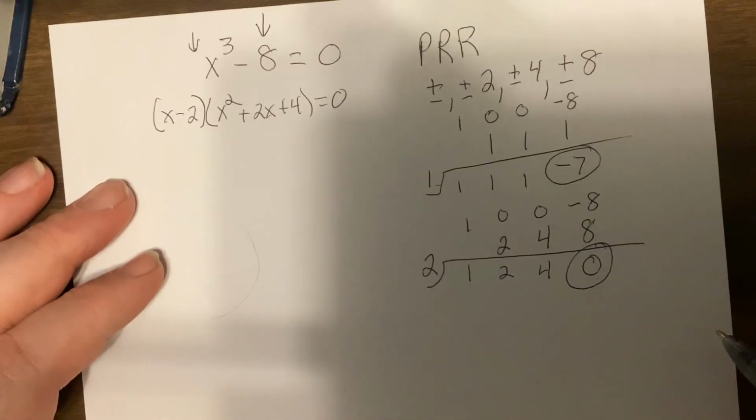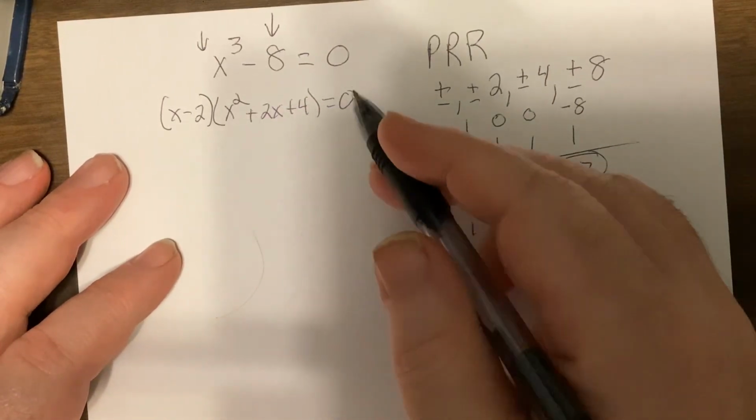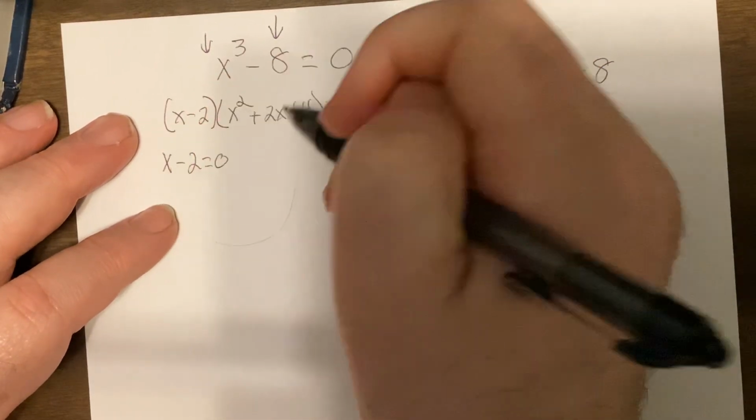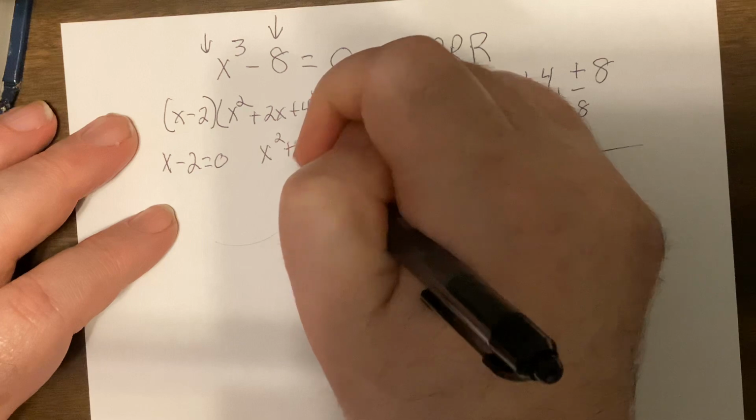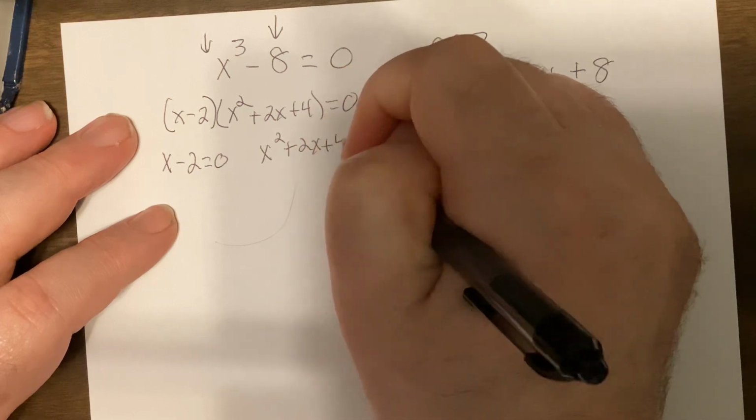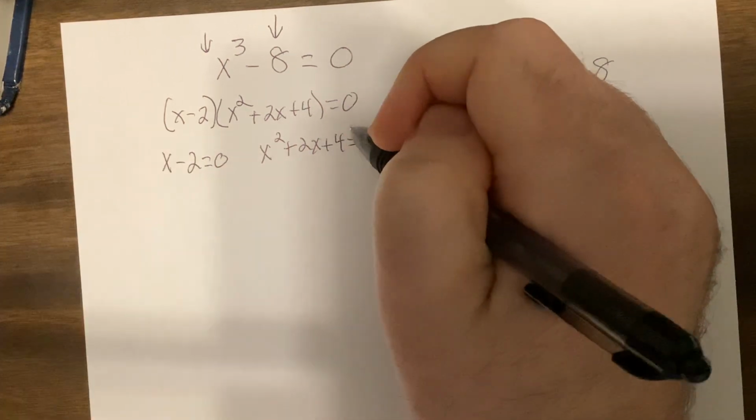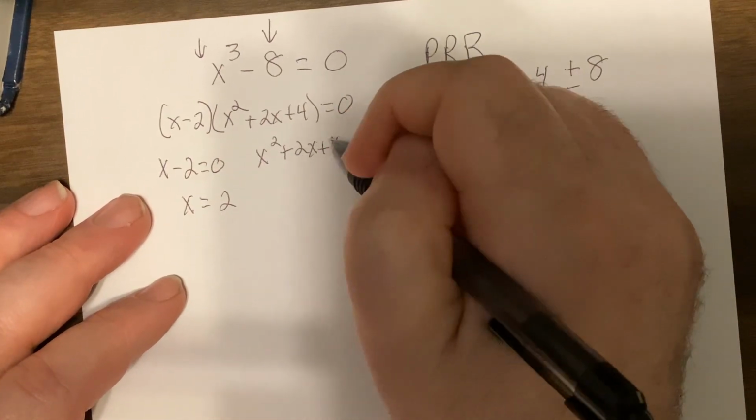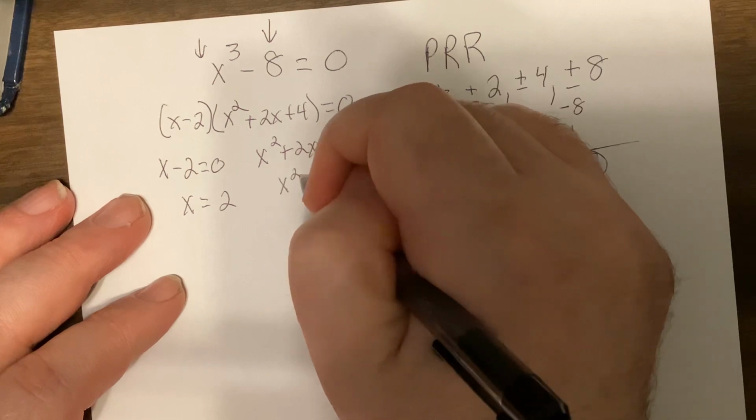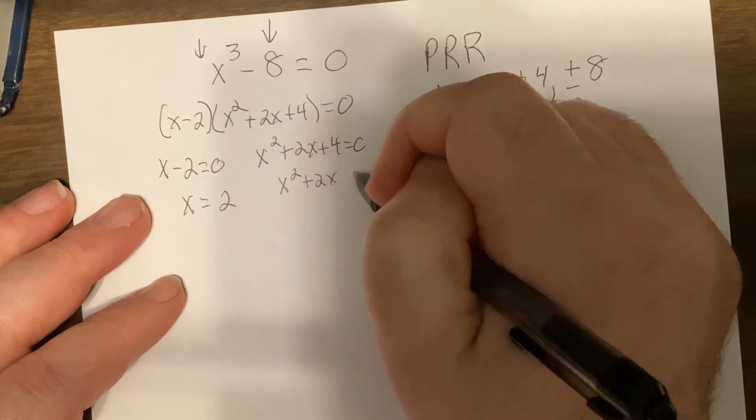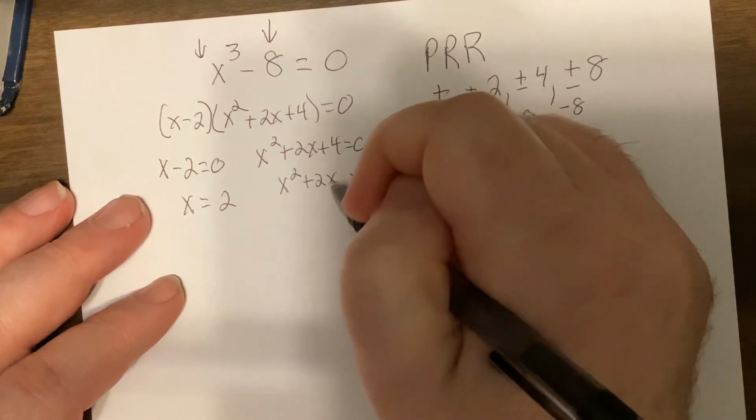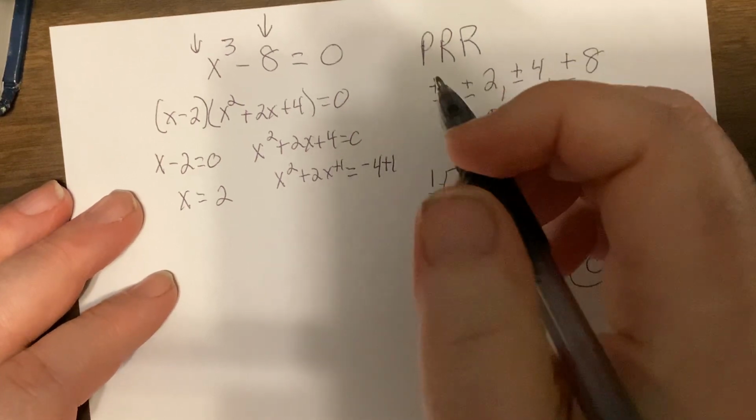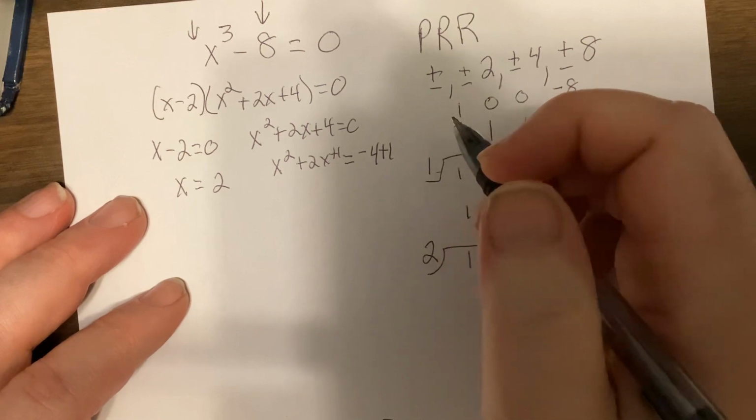So now I can solve this. Whenever you have a product equal to 0, you set each one equal to 0. So x minus 2 equals 0. X squared plus 2x plus 4 equals 0. So add 2. Here I'm going to subtract 4. Half of 2 is 1. 1 squared is 1. Add it to both sides. I'm completing the square, by the way.